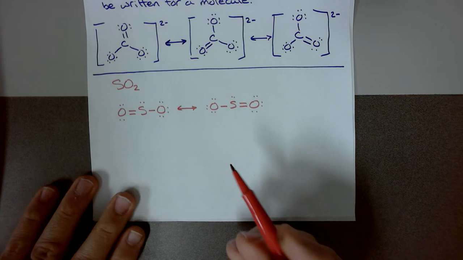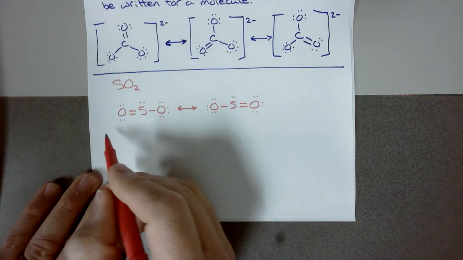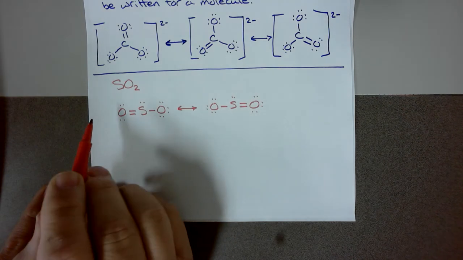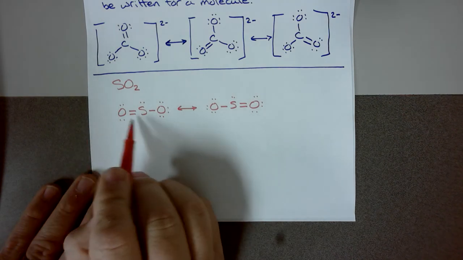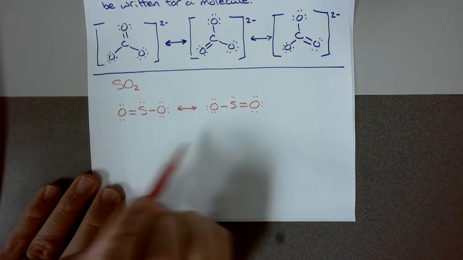We'll do one more. Well, that's good enough for resonance structures. And you'll have to practice them on your own. But remember, if I have a double bond and lone pairs that can switch places between elements that are equal to each other, then you'll get resonance structures.